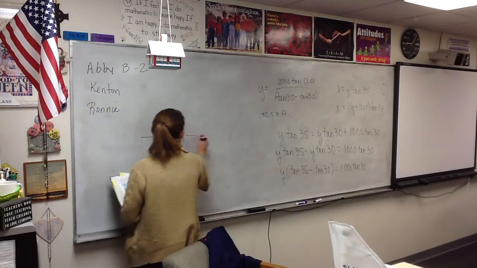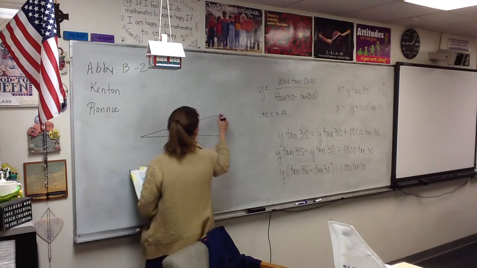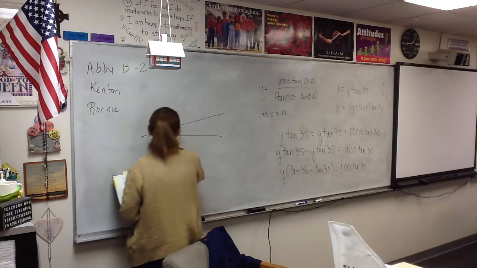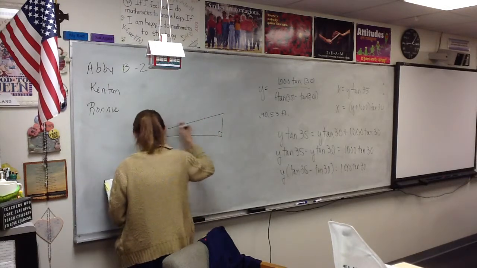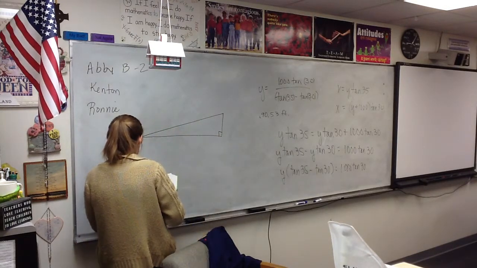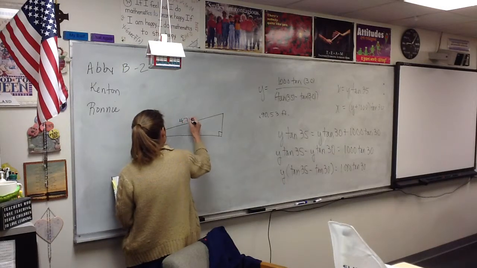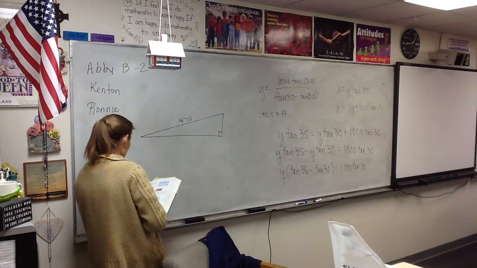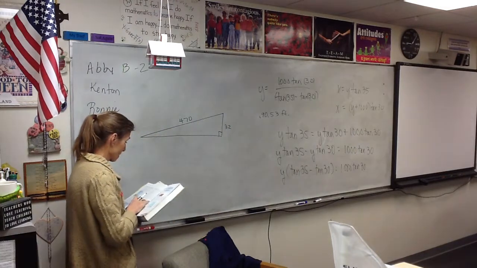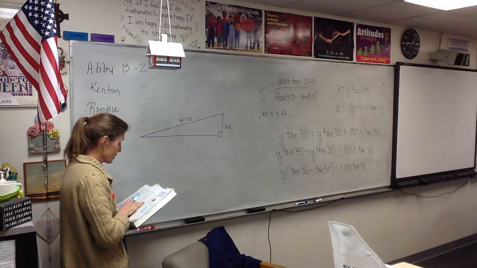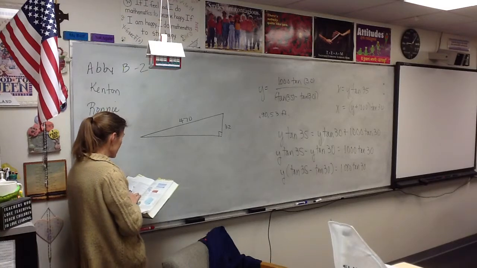Okay, so here's the ramp leading up to the overpass. This is the ramp right here, and it's 470 feet long, and it rises 32 feet. What is the average angle of inclination of the ramp?